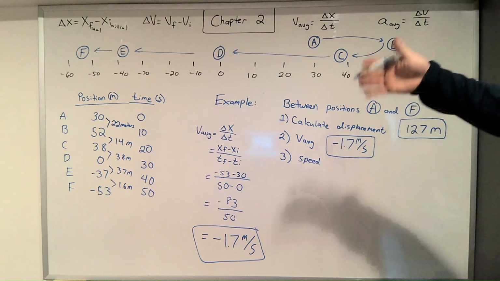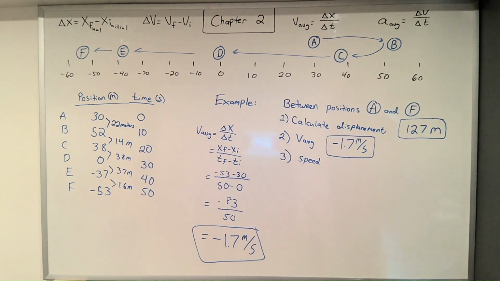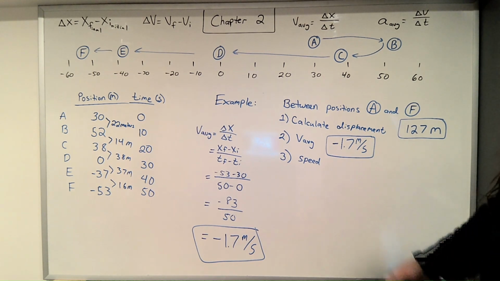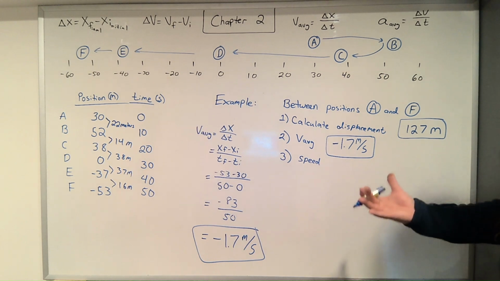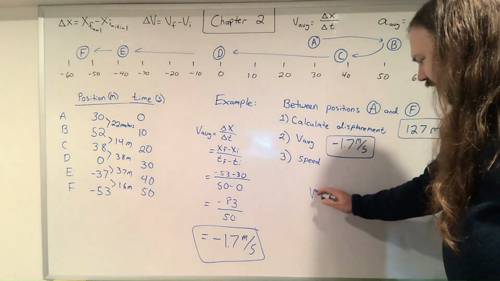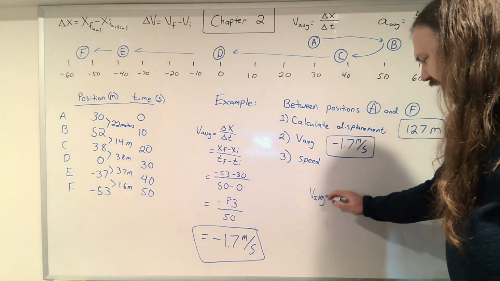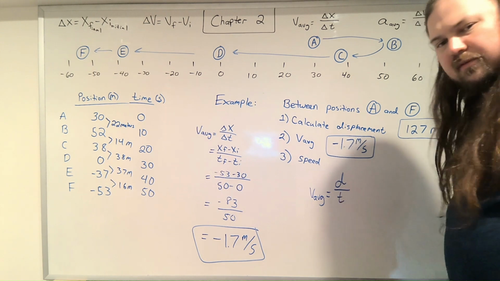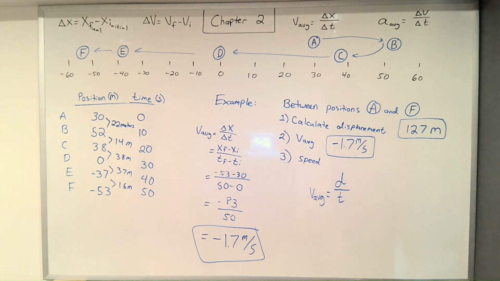You can think back, does it make sense? Yeah, car went in the backwards direction. How about the speed? Is that also negative 1.7? No, speed is displacement over time, right? So remember, speed, even though we use the same beginning, speed is displacement over time.